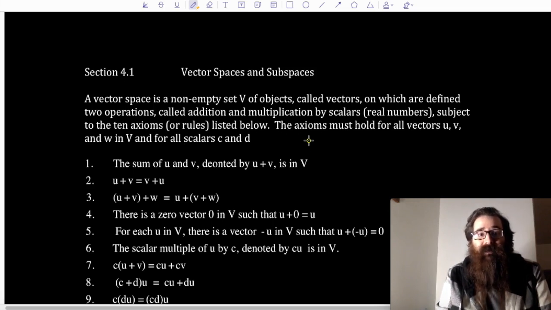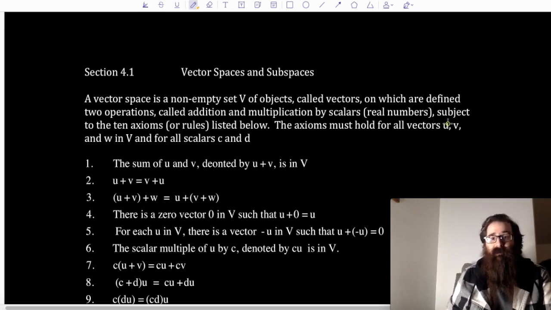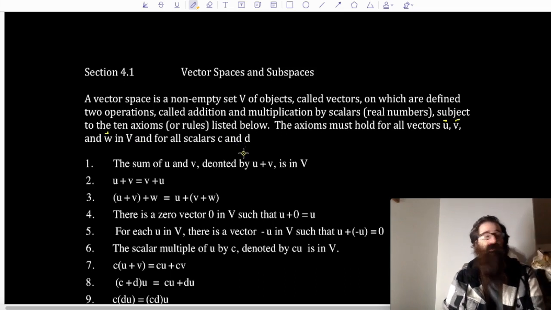A vector space is a non-empty set, capital V, of objects, called vectors, on which are defined two operations, called addition and multiplication by scalars. Scalars referring to real numbers. And these are subject to the 10 axioms or rules listed below. These 10 axioms must hold for all vectors u, v, and w, and for all scalars c and d. So we have vectors u, v, and w in the vector space V, and then all scalars referring to real numbers c and d. Okay.